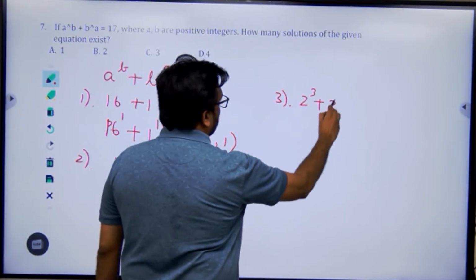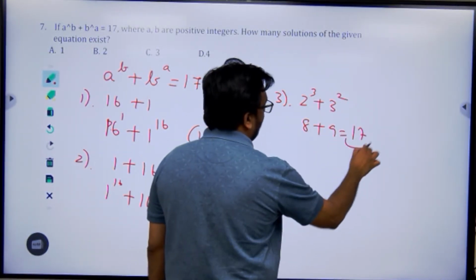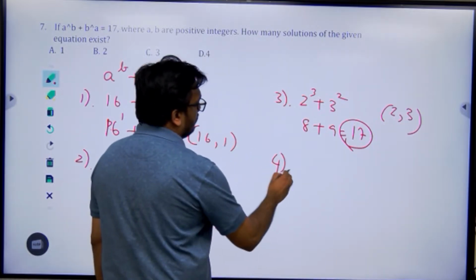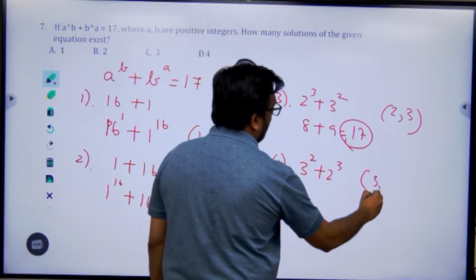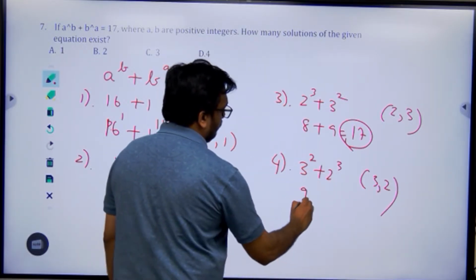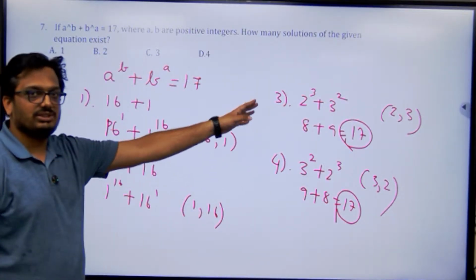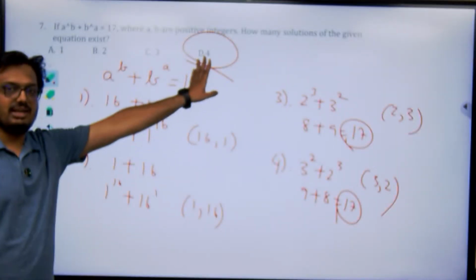And 2 cube plus 3 square. 2 cube is 8, 3 square is 9. That is 17. A value 2, B value 3. For the next solution, 3 square plus 2 cube, A value 3, B value 2. So how many solutions exist? 4 solutions exist. That is option D, 4 is the correct answer.